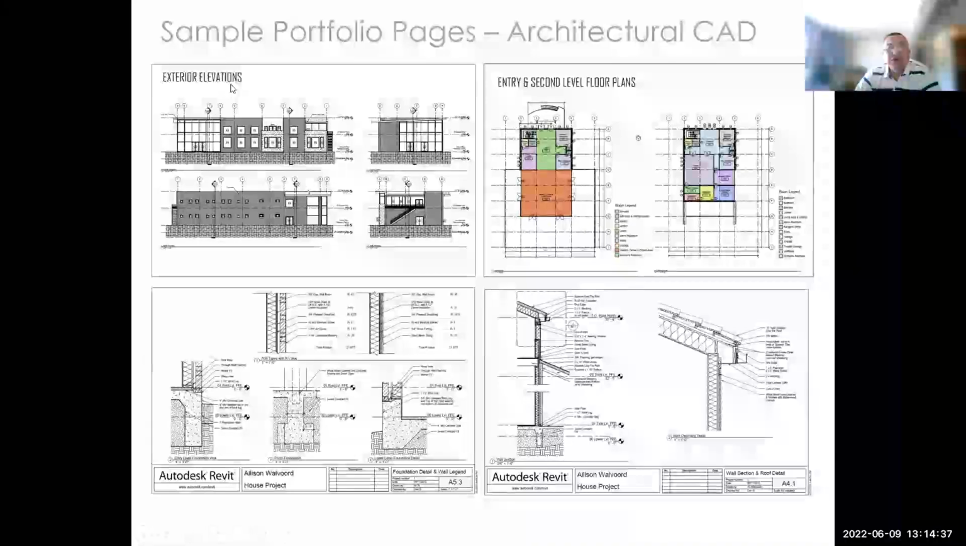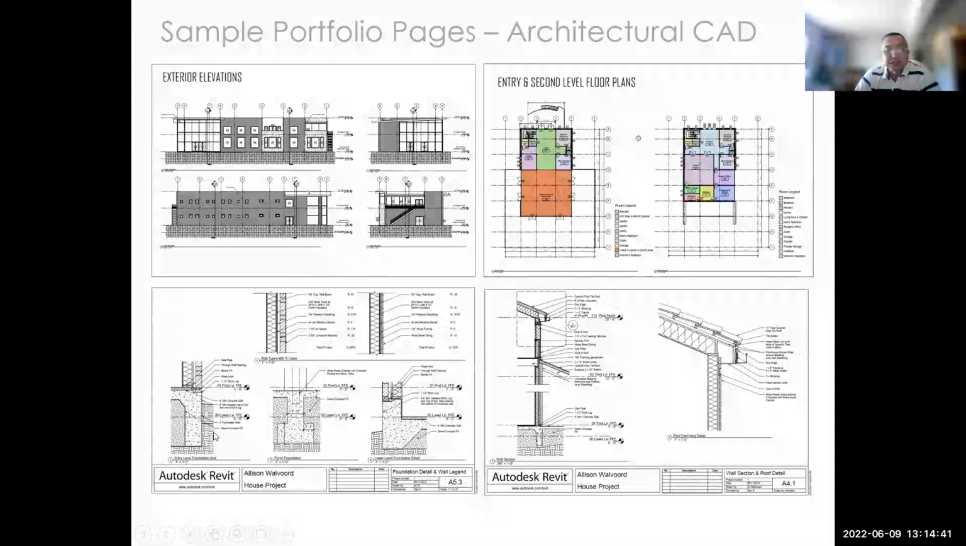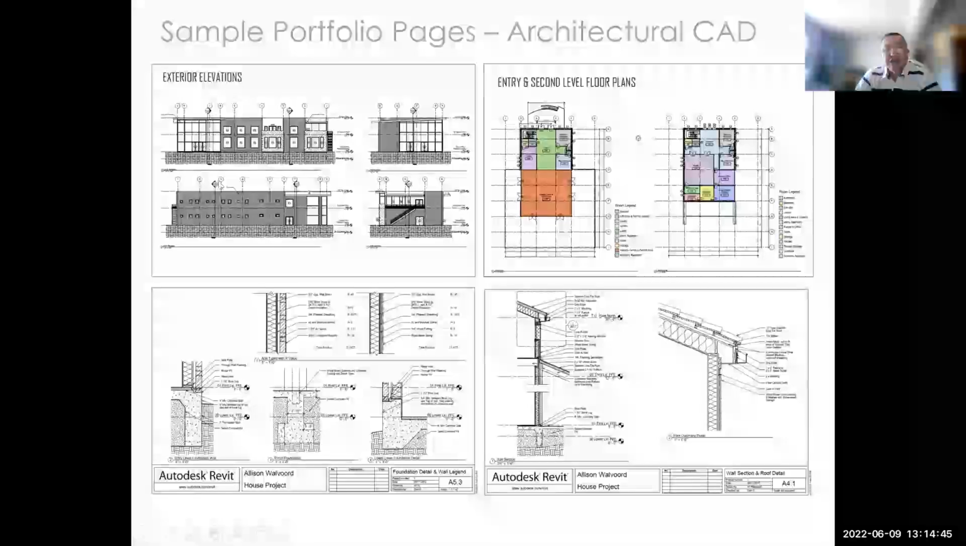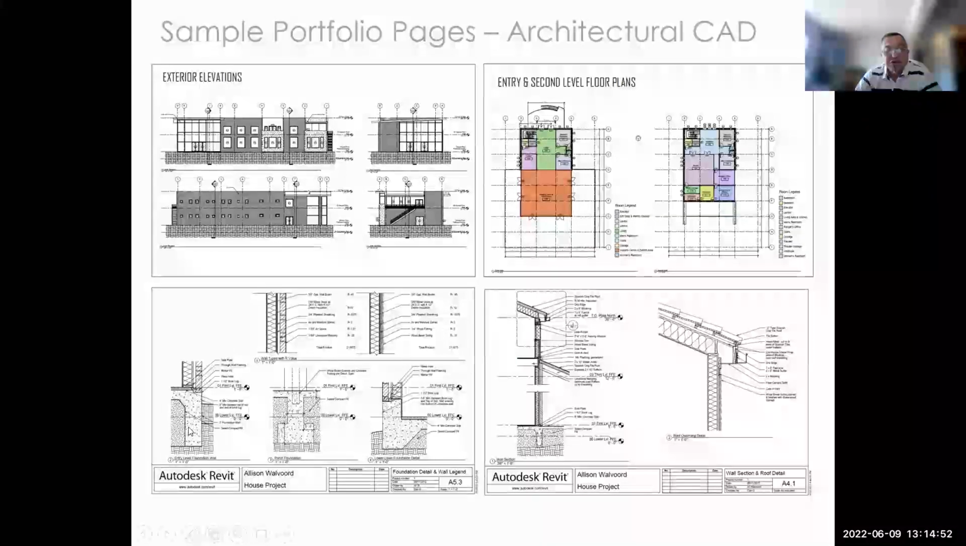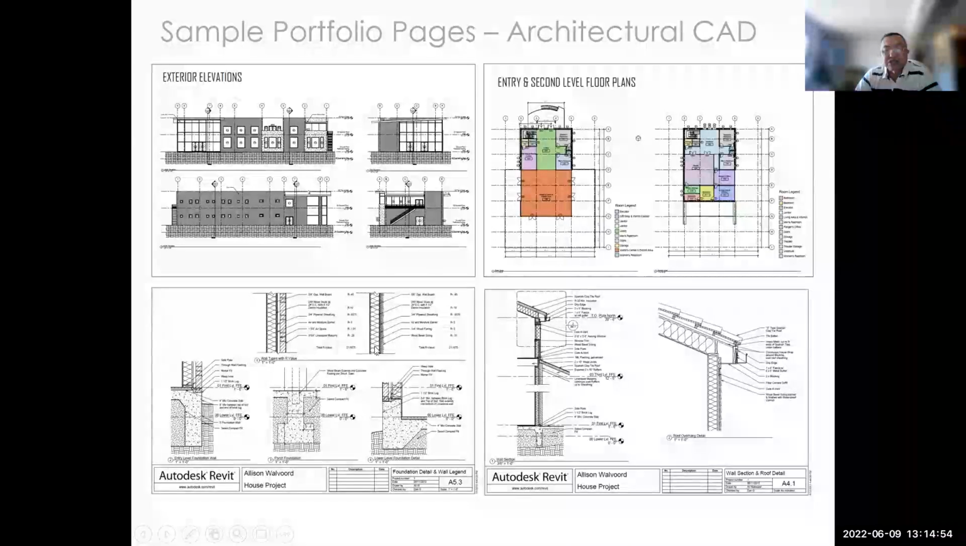Now this is an example of an architectural drawing. You see this was done in Revit. Remember, I just mentioned Revit. It looks like those are floor plans, these are elevations, and those are some sort of details or sections.